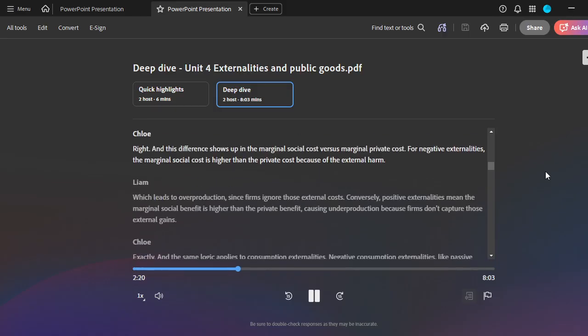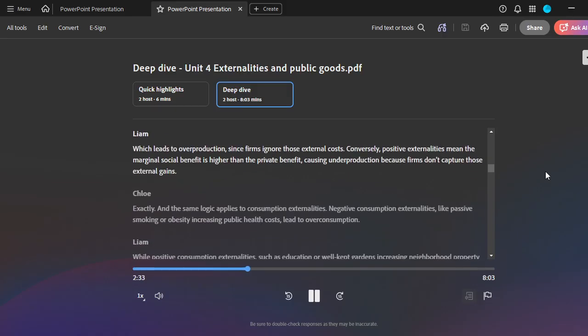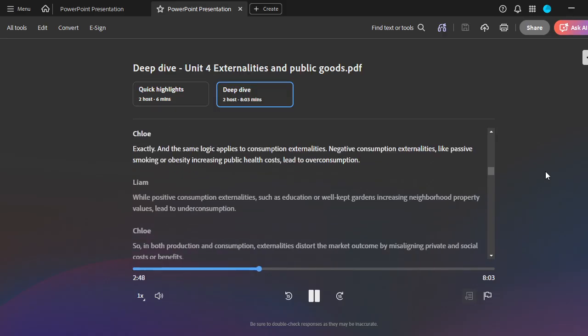Right. And this difference shows up in the marginal social cost versus marginal private cost. For negative externalities, the marginal social cost is higher than the private cost because of the external harm, which leads to overproduction, since firms ignore those external costs. Conversely, positive externalities mean the marginal social benefit is higher than the private benefit, causing underproduction, because firms don't capture those external gains. Exactly, and the same logic applies to consumption externalities.